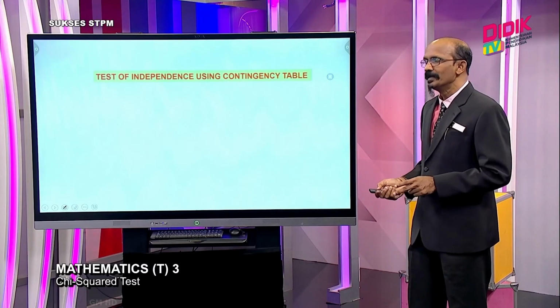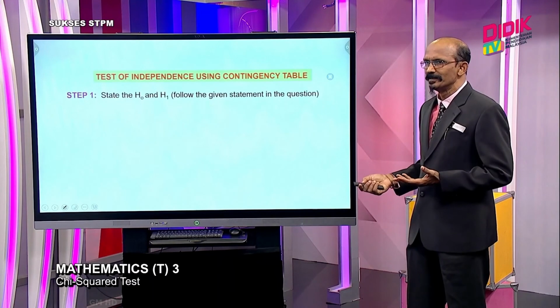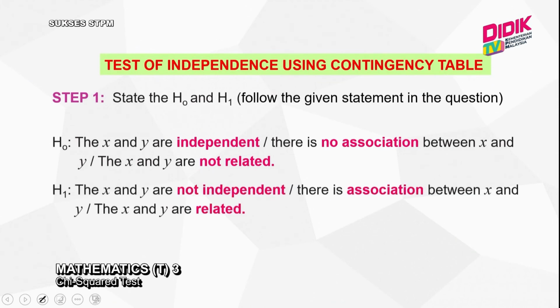Basically the 6 steps here remain almost identical, but the way of writing H1 is slightly different. For H0 you use independent, no association, or not related. The H1 will be not independent, association, related. That's how you write it.